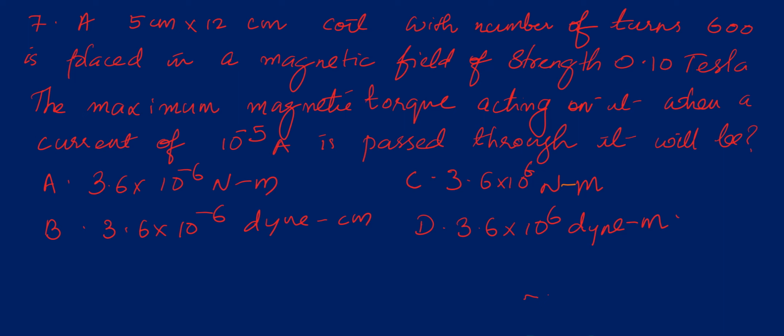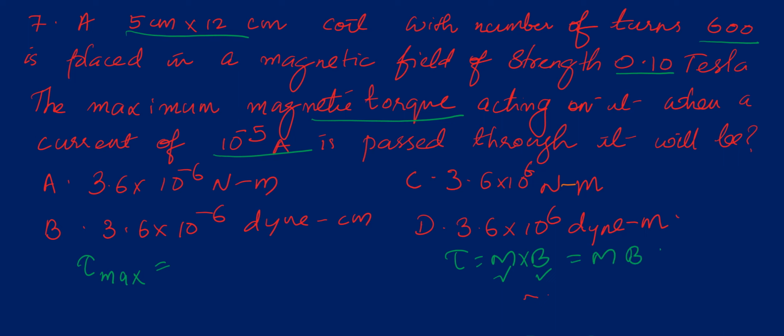A 5 centimeter by 12 centimeter coil with number of turns 600 is placed in a magnetic field of strength 0.1 Tesla. Maximum magnetic torque acting on it when a current of 10 raised to minus 5 ampere is passed through it will be. We are going to find out the maximum torque. Equation for torque is M cross B, where M is the magnetic moment, B is the magnetic field strength, or we can write M B sine theta. When theta equal to 90 degree, sine theta is 1. So torque will be maximum, that is M B into 1.